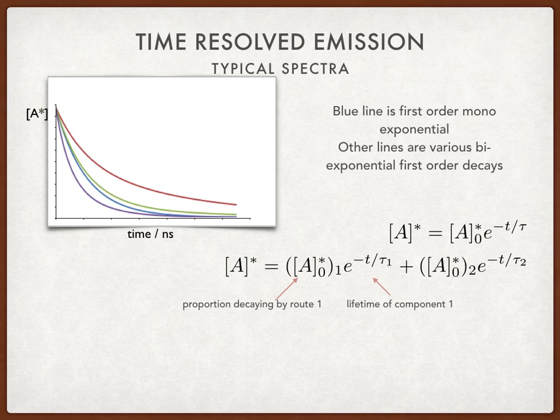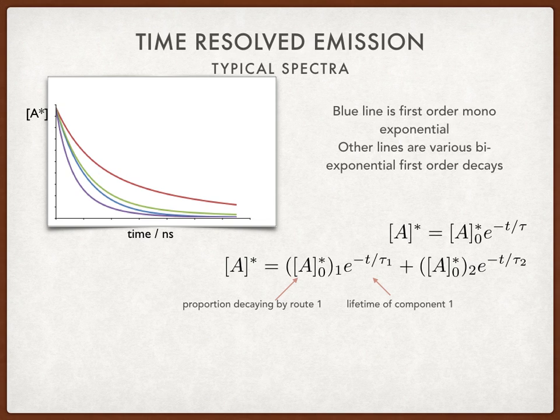Now, previously you've been taught that fluorescence is always first order exponential decay. On this figure here, that's the blue line, that is marking the first order exponential decay here. The other lines, purple, green and red, are multi-exponential decays. They're, again, first order decays, but I'm having more than one component. So I have two equations here. The top one is just the regular first order decay equation. The one below it, I split into two parts.